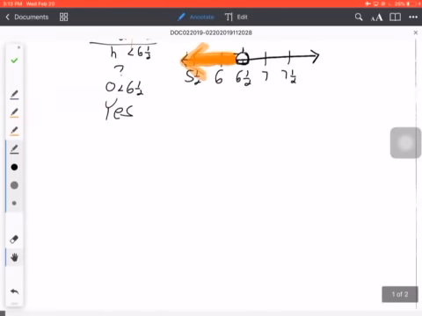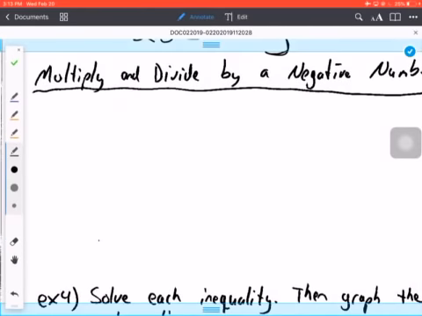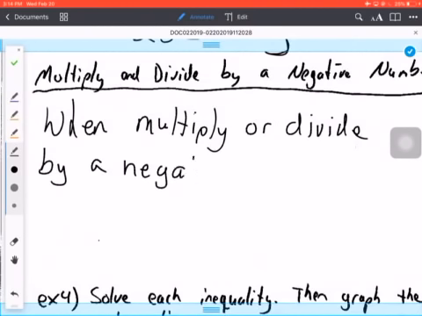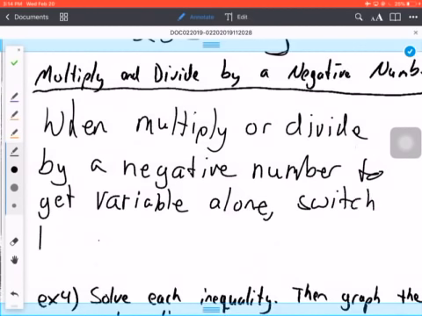Now, when we multiply or divide by a negative number, what really happens is we're looking for the opposite of what the question is asking us. So when we multiply or divide by a negative number to get the variable all alone, I have to switch the inequality symbol.